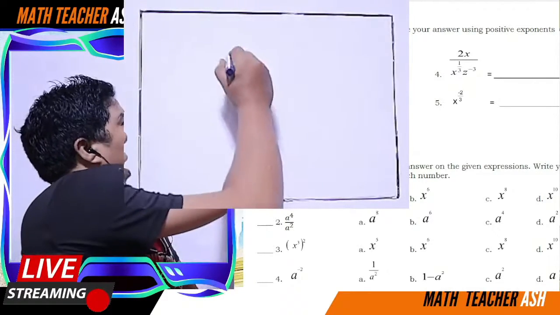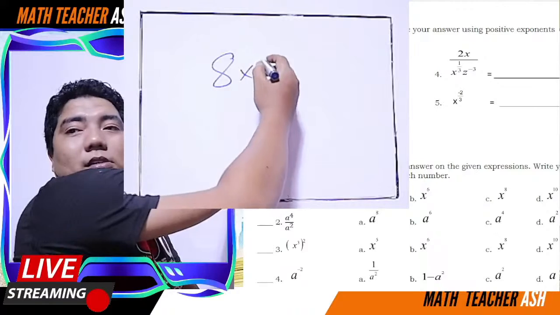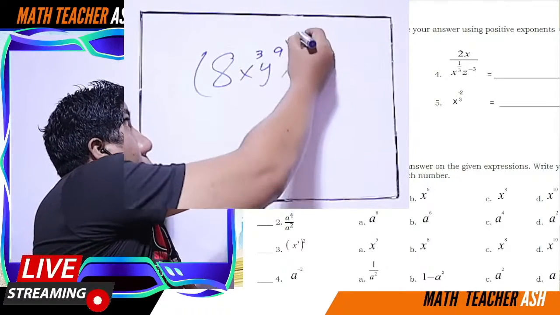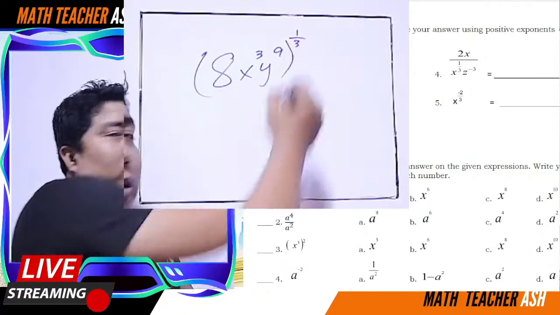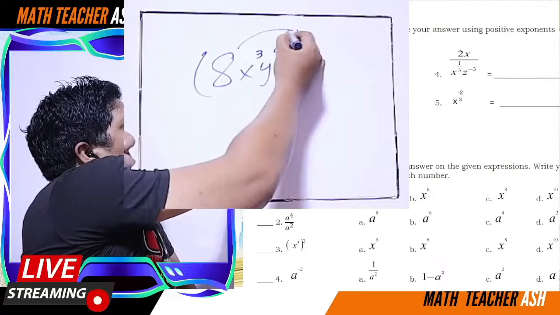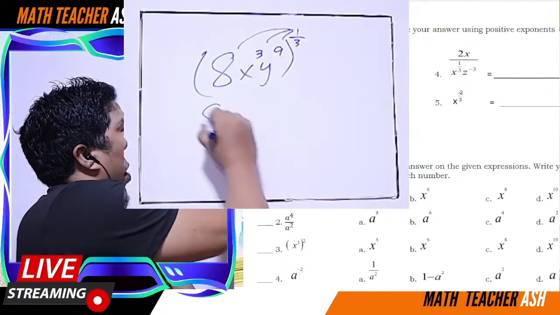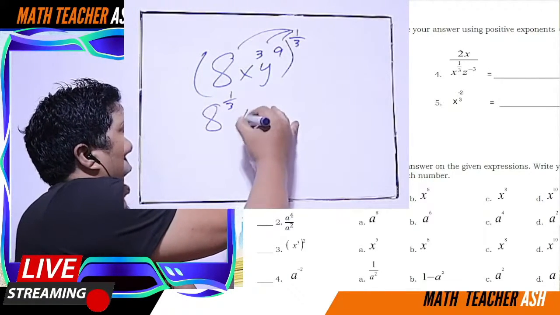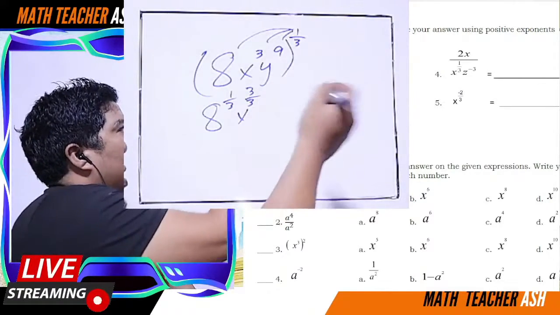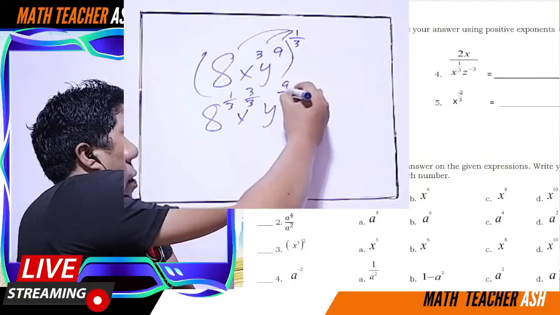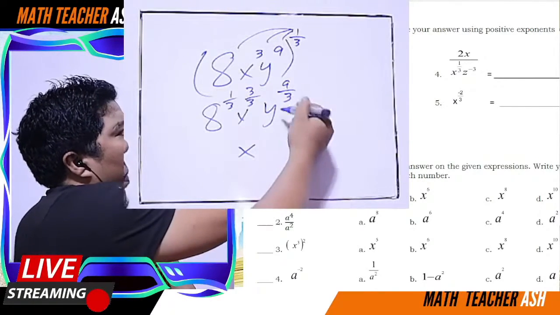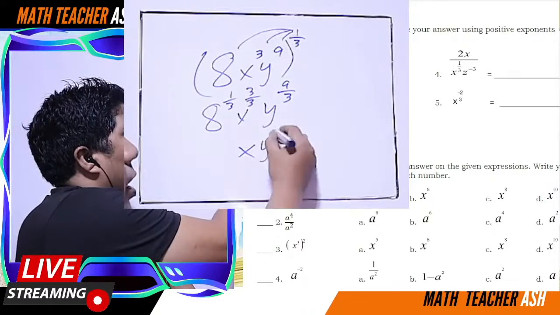Ayan. So we have here 8x cube y to the power of 9 to the quantity of power 1/3. Okay. So technically, my dear math learners, ang gagawin mo, i-distribute mo lang ito pa ganyan. Okay, so this will become 8 to the power of 1/3, x to the power of 3 over 3, of course, kasi 3 times 1/3, and y to the power of 9 over 3. If you simplify this, 3 over 3 is equal to x. If you simplify this, 9 over 3, that is y cubed.